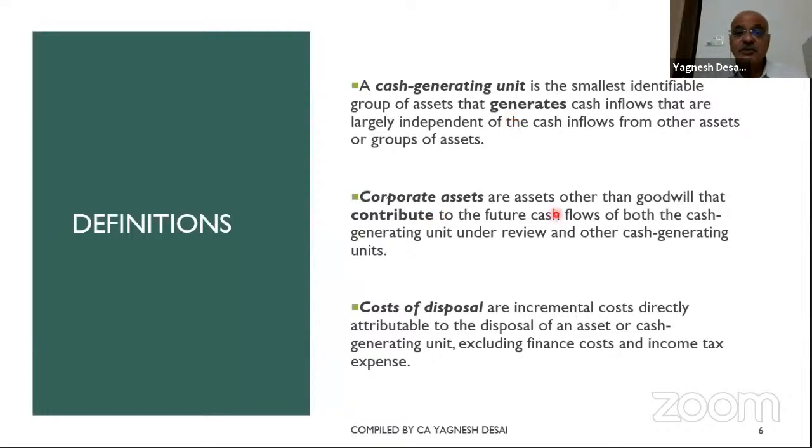Now, these are the assets which do not contribute or which are not capable of generating cash on their own, like railway sidings, the corporate office, head office. These are known as the assets which are not capable of generating cash, but they do help, if not directly then indirectly, in the cash generating units.